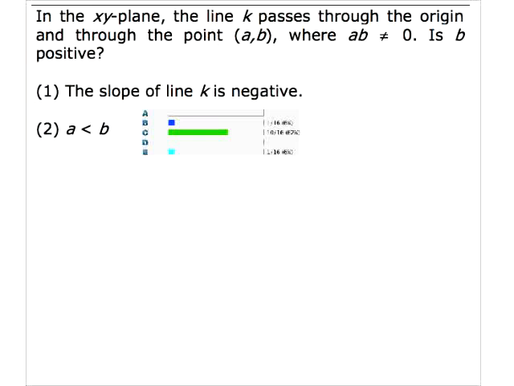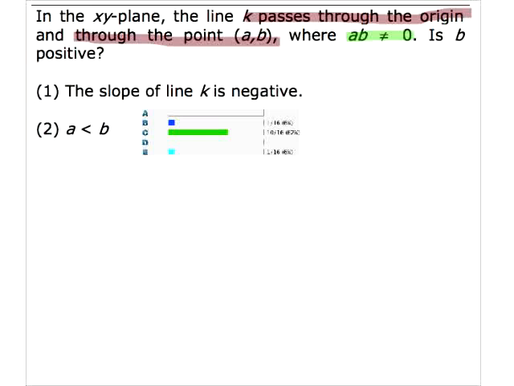Line K passes through the origin and through the point, arbitrary point A, comma B. So, go ahead and tell me in the text box, what's the significance of that green thing right there? AB is not equal to 0. So you can tell me what that signifies. Someone says either A or B equals 0. That's actually the exact opposite of what it signifies.